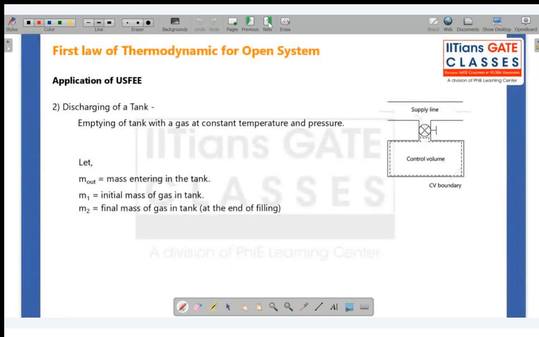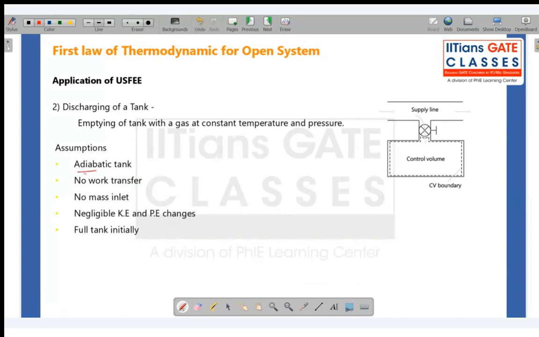Okay, quickly. What is discharging? Emptying of the tank. So now nothing is coming in. So M out is basically what is going out, mass ME is mass exiting, M1 is initial, M2 is final. Okay, what are the assumptions? Adiabatic tank, that is Q is equal to zero, no work transfer, this is zero. Mass inlet, nothing is coming in, mass in is equal to zero, and full tank initially. So M1 is full.